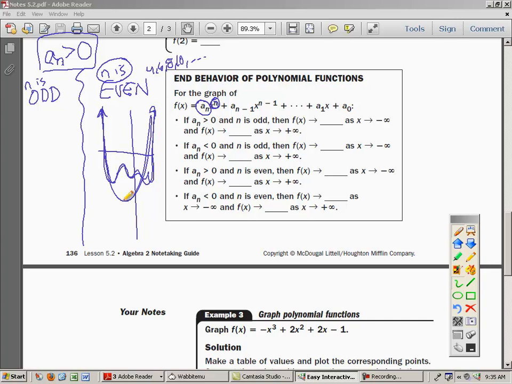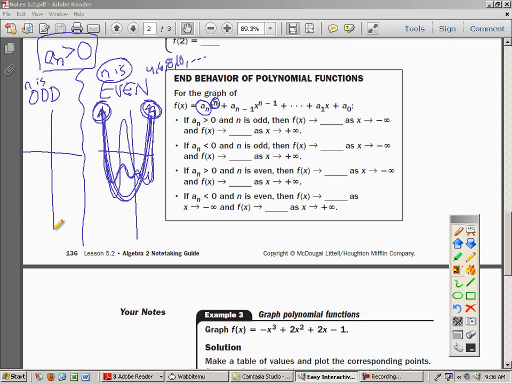It might be more shaped like this, more like a parabola. It might kind of go through and come back up and go back here. Either way, it's always going to end where it started. So if it starts from up here, it's going to finish up here. So again, leading coefficient is positive, opens up. If it's even, it ends where it starts.